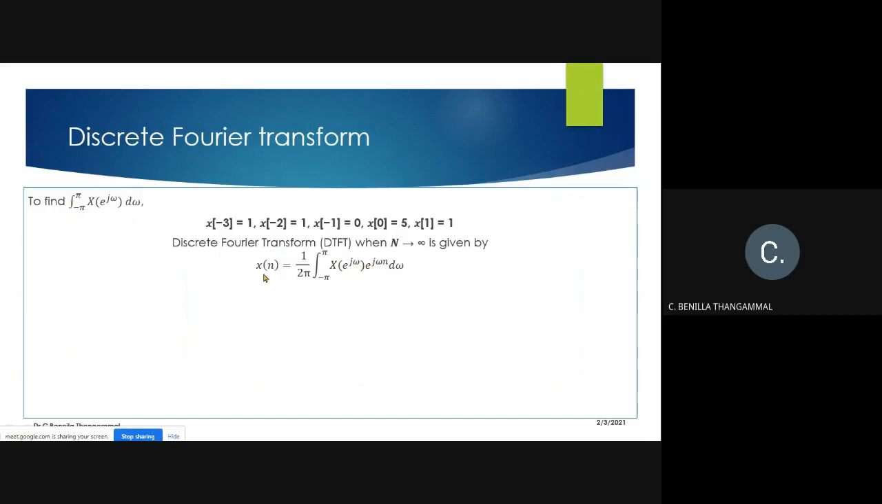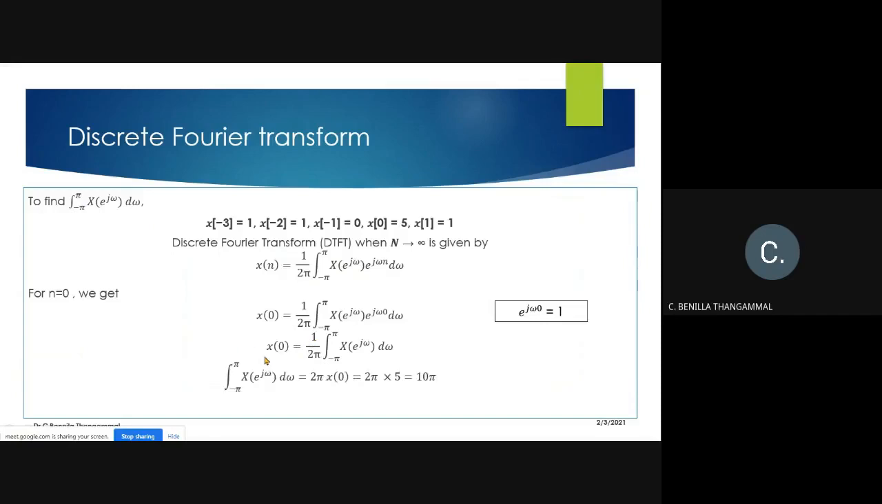So what I'll be doing, I'll be replacing my n as 0. So if I replace my n as 0, x of 0 is equal to 1 by 2 pi integration minus pi to plus pi x of e power j omega e power 0 into d omega. So e power 0 is 1. So I get this one. So I got all this term except this 1 by 2 pi. So what I can do, I can take this 1 by 2 pi to this side. So here, if I take this, it becomes 2 pi into x of 0.